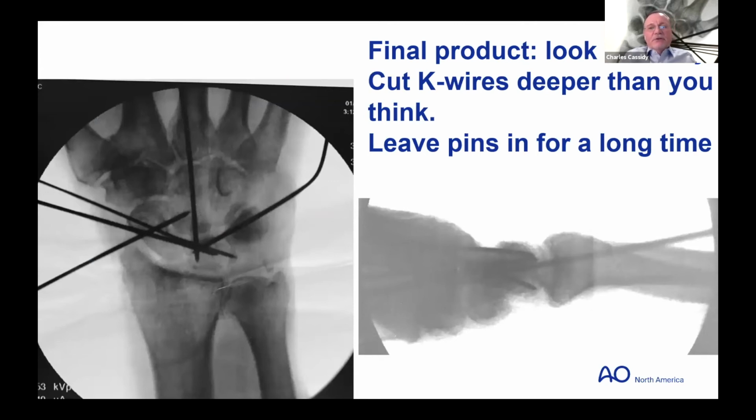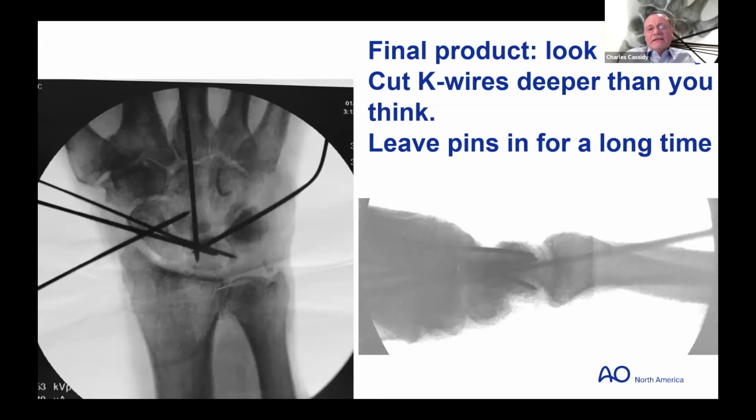Cut the K-wires deeper than you think. I haven't had any problems with the radial sensory nerve putting them in percutaneously. It's harder getting them out. On the ulnar side of the wrist, if you cut them just under the skin, they always bother people. They end up eroding through the skin. You have to cut them deep.